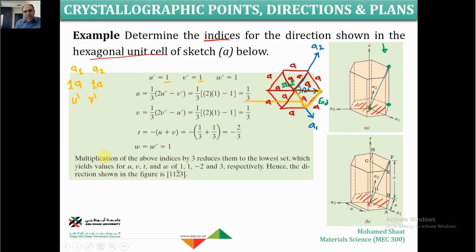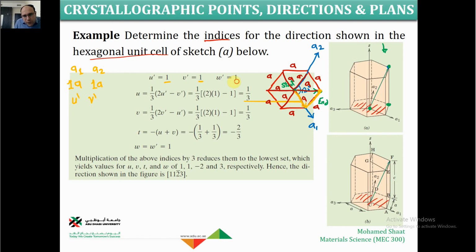This is how you can define U prime and V prime. You have to draw, represent the vector over the base. This is the easiest approach. Then just investigate how long you're going to move parallel to A1, how long parallel to A2. Remember that all the edges, all the distances are equivalent, equal to A, which is the side edge of the base of the hexagonal crystal structure. And we agreed that C is different, equal to 1.663A from the last video.